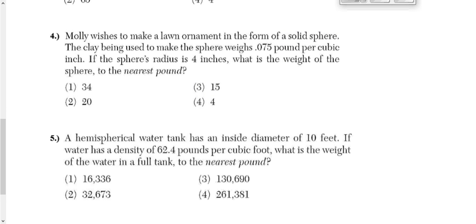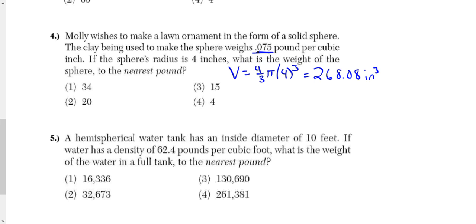So let's see, we're going to have radius. They gave us the radius, right? So the volume, we need to find first before we find the weight. 4/3 pi times 4 cubed, which equals 268.08 cubic inches. Then, of course, they tell us it weighs 0.075, maybe somebody forgot a zero in there. That can happen.